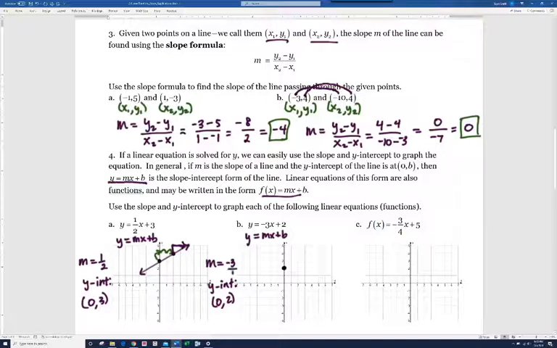But certainly we can write this over 1. Negative 3 over 1 is still negative 3. And so now we're good. We can go down 3 and right 1. And so there's my other point, and there's your line. And again, if you go down 3, right 1 again, you'll keep landing on the line.